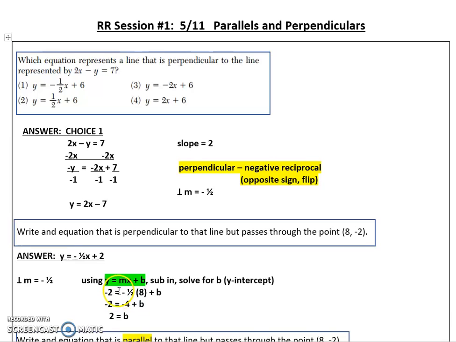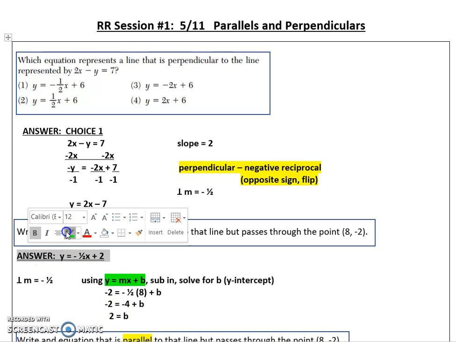So the y value is negative 2. We know the slope has to be negative 1/2. We know the x value is 8. Negative 1/2 times 8 is negative 4. Add 4 to both sides. You then get the y-intercept, which leads you to your final answer.